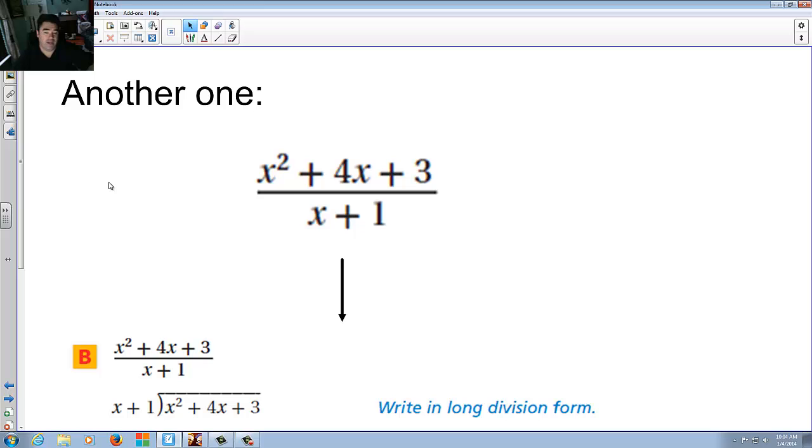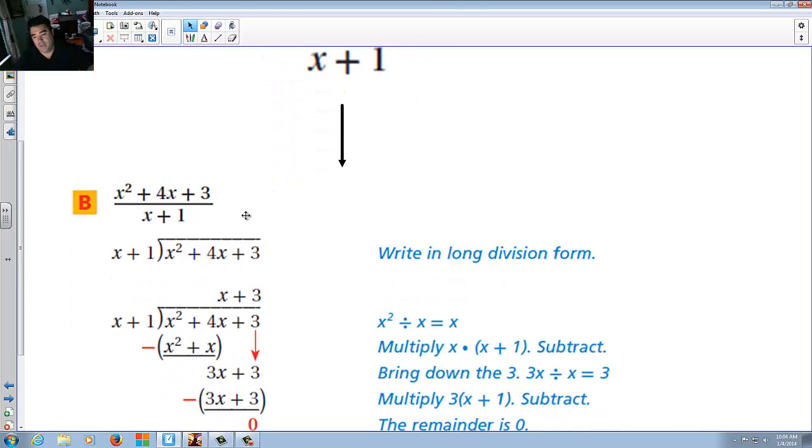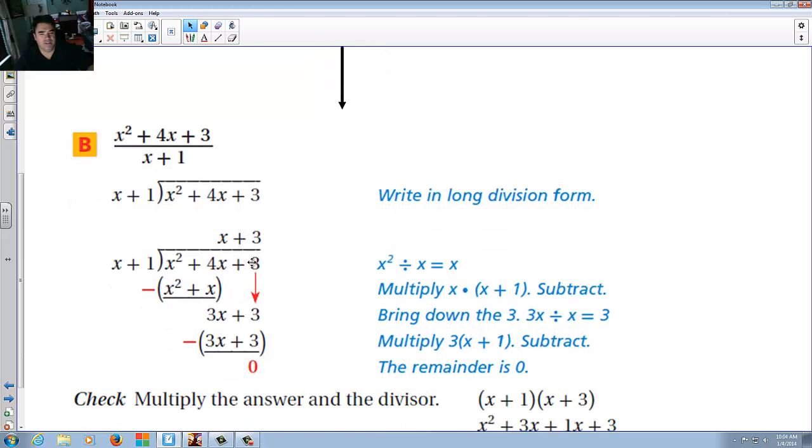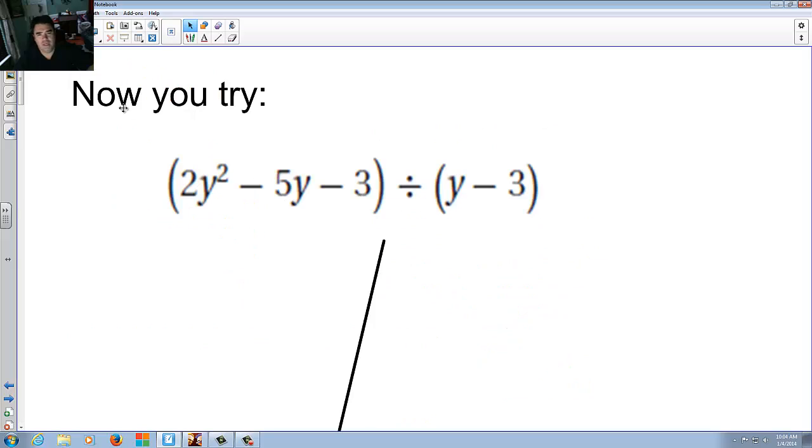Another one, x squared plus 4x plus 3 divided by x plus 1. Now, you might say, okay, well, I need to take x times x plus 1 to get x squared, so x times x is x squared, x times 1 is x. Subtracting, x squared minus x squared goes away, 4x minus x is 3x. 3 comes down. 3x plus 3, I'm going to take 3 times x plus 1 to get 3x plus 3. That totals out. Now you try 2y squared minus 5y minus 3, all divided by y minus 3.